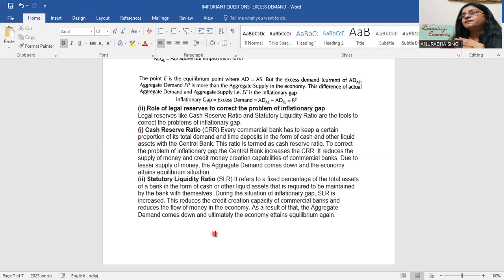And all the legal reserves, when aggregate demand is more than aggregate supply, means it is inflation. At that time, we increase these legal ratios like CRR, SLR. But in the other case, when aggregate demand is less than aggregate supply, when there is deficient demand, there is deflation, and we decrease all the legal reserves like SLR and CRR.